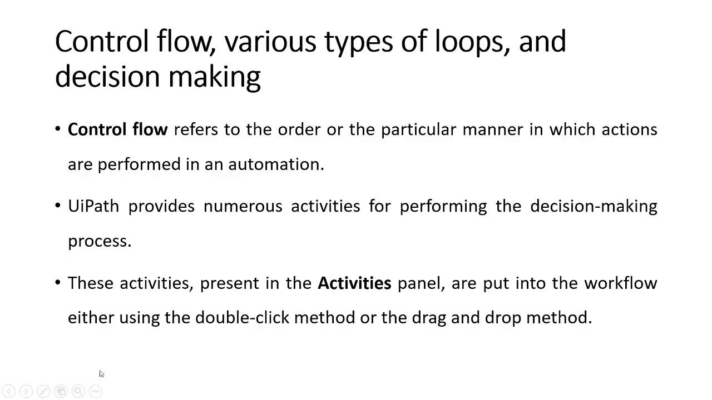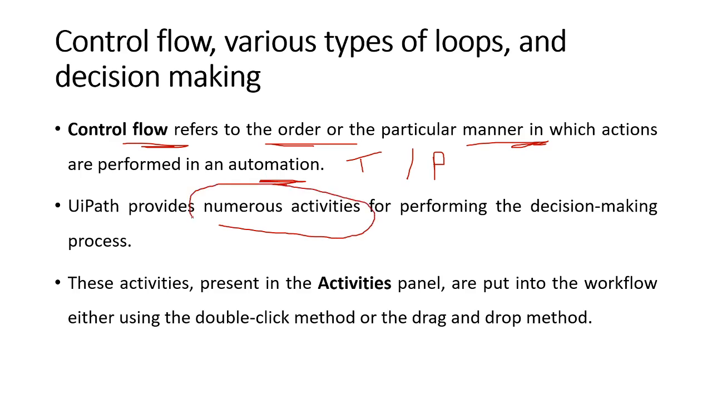Now we shall see the different control flow activities supported by UiPath Studio. So control flow, as the name itself says, controls the order in which the actions are performed to perform a particular task T or a process P. And UiPath provides numerous activities. Already we have seen a few of the activities supported by UiPath Studio in order to perform the actions. But particularly here we will focus on activities which are used for decision making.